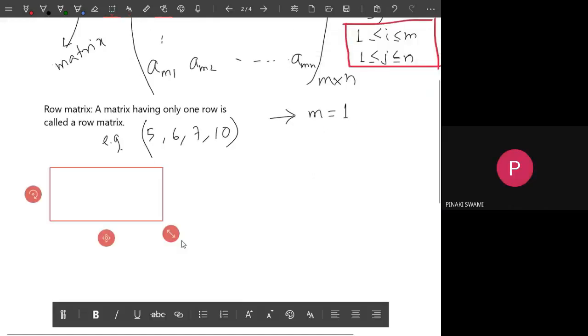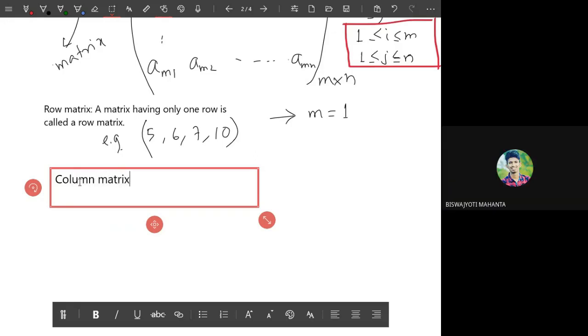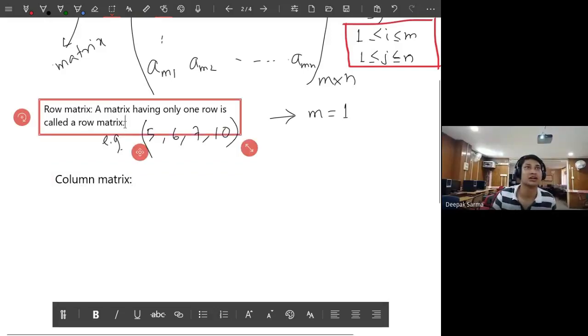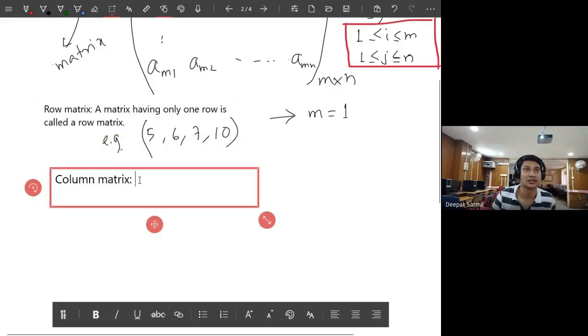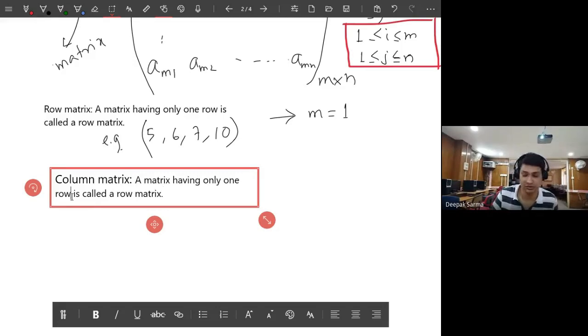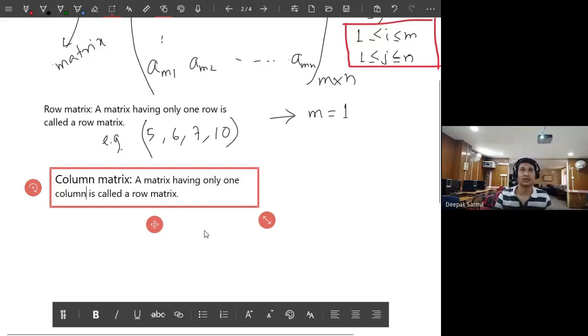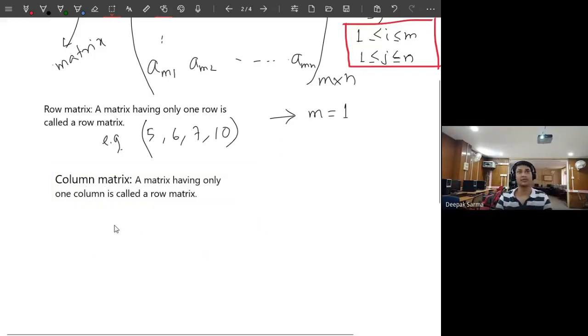Similarly, you can define a column matrix. What is that? A matrix having only one column. I think I can copy from here. Why should I write again and again? So, a matrix having only one column, so I should replace this row by column. Okay, fine. Again, if you want, I can give an example.